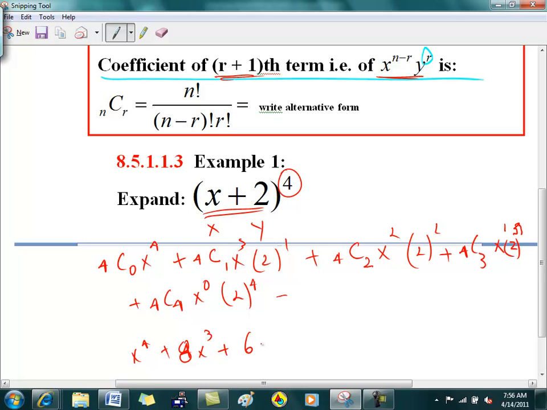So you're going to get 6x squared times a 4, right? What's 6 times 4? 24. Next one. 4C3. 4 and 2 cubed. 8 times 4. 32. So that'd be 32x. And then last one is 4C4. 1. x to the 0. 1. 2 to the 4. 16. Is that the answer we already had?